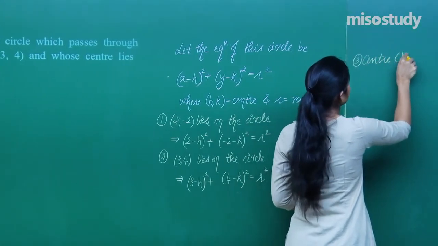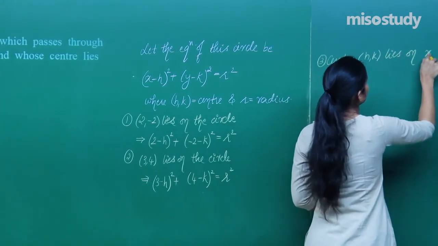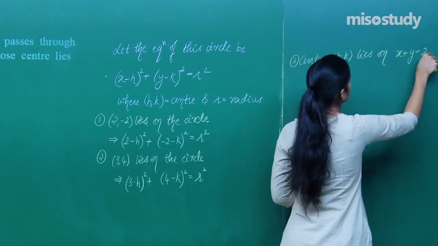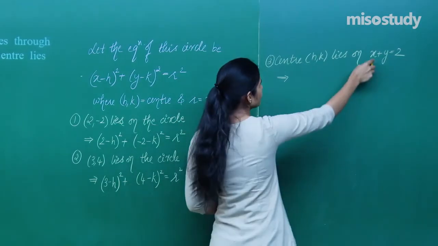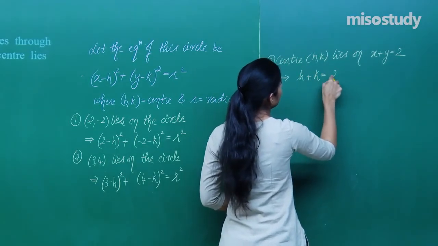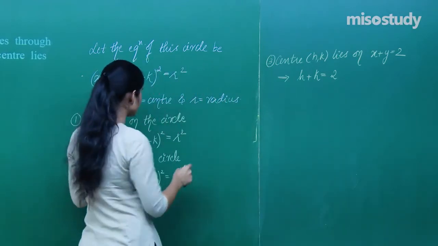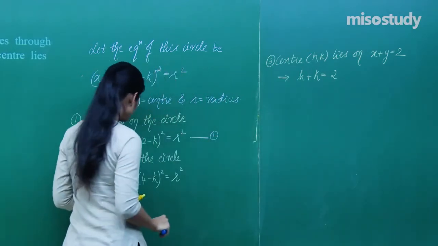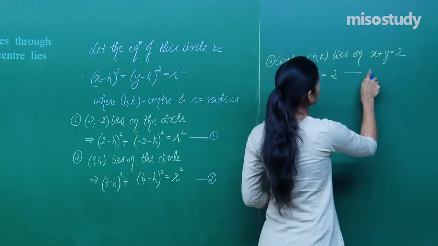Center (h, k) lies on the line x plus y equals 2. So its coordinates satisfy the equation of this line. In place of x, put x coordinate, in place of y, put y coordinate, and this is equal to 2. So you have one equation in h, k and r, another equation in h, k and r, and third equation is in h and k.